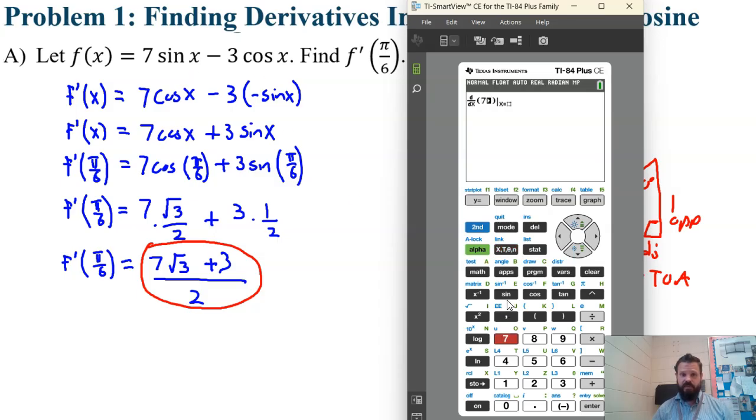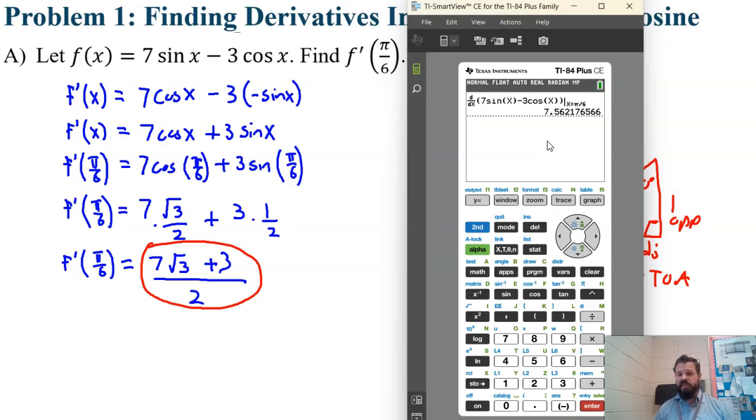So we can say 7 sine of x, make sure I close that parenthesis, minus 3 cosine x, close the parenthesis. And then we can scroll out to where we're evaluating that. Well, that was just pi over 6. So we'll hit second pi divided by 6, hit enter. And that's going to give me a decimal approximation of this answer here.